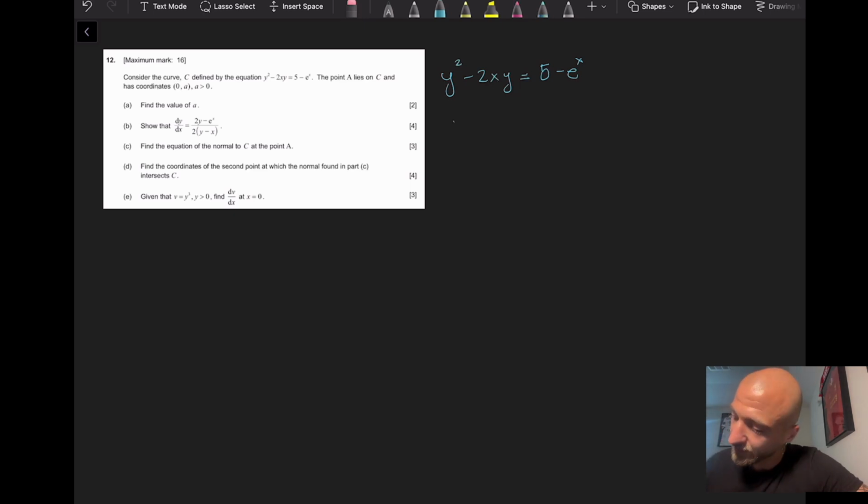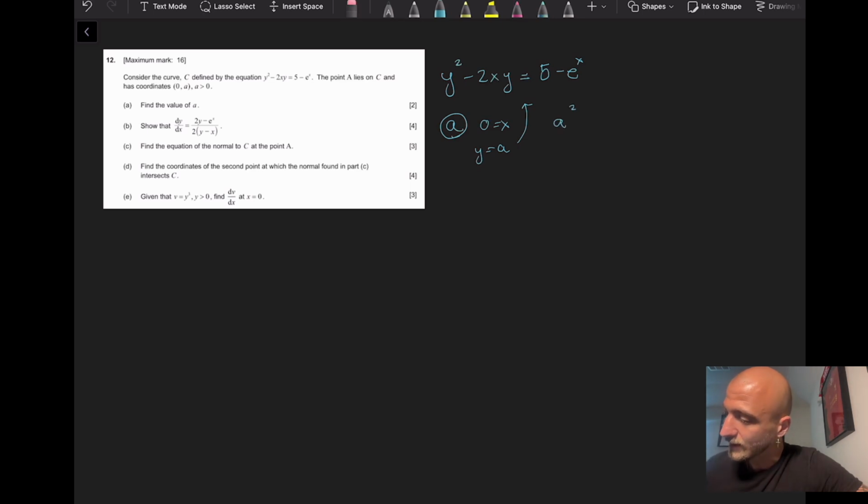So first part, nice and simple, no calculus here. Can we figure out what a is? To do this, all we need to do is plug in a 0 for x and an a for y, and we can solve for a in this particular case. So let's plug it in.